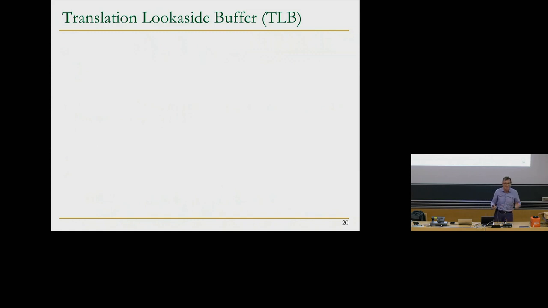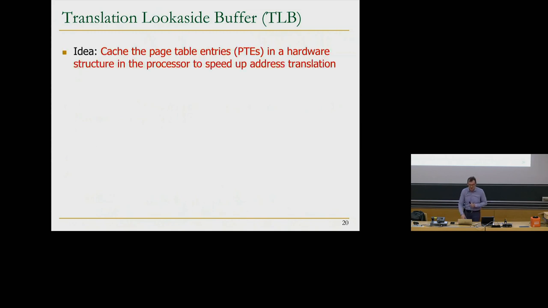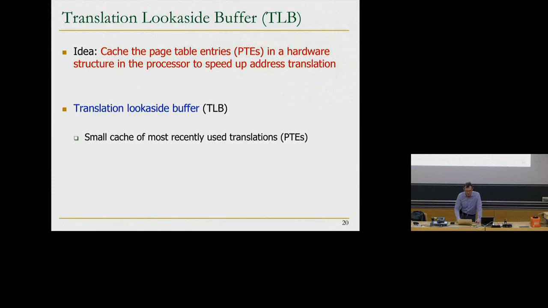It's a very specialized cache, and its purpose is to cache the translations that you've done in the past. Or in other words, you cache the page table entries in a hardware structure in the processor to speed up the address translation. Let's take a look at what it looks like. So this is called the translation lookaside buffer. It's a small cache of most recently used translations.